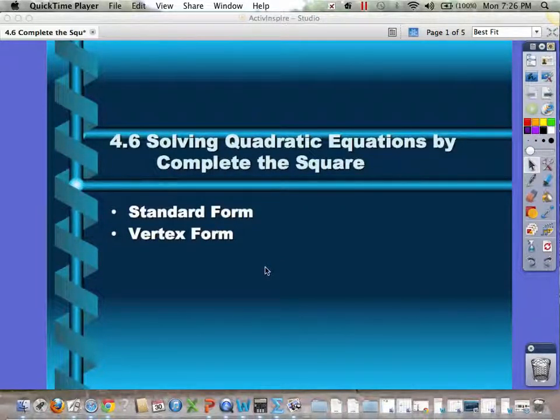4.6, solving quadratic equations by completing the square. We're going to complete the square in the standard form and vertex form. We'll have two different types of situations.